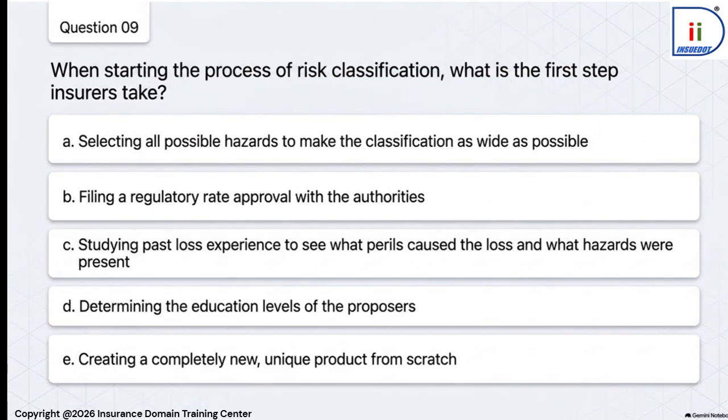Next question, question number 9. When starting the process of risk classification, what is the first step insurers take? Read all the options.